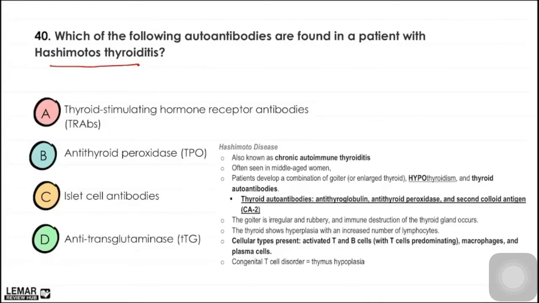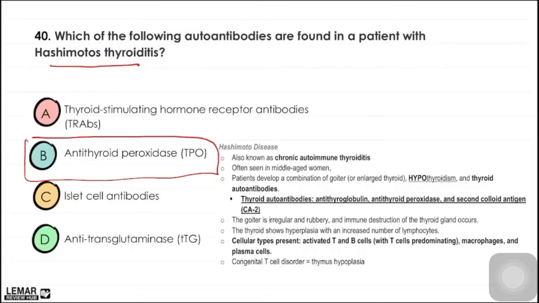In their presentation, they also have hypothyroidism and presence of thyroid autoantibodies. The thyroid autoantibodies are directed to the antithyroglobulins, antithyroid peroxidase, and second colloid antigen or CA2. So, in this case, we have antithyroid peroxidase in our choices. This is an autoantibody which is found among patients with Hashimoto thyroiditis.